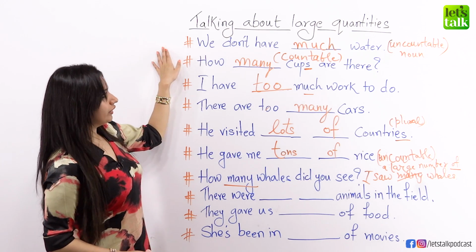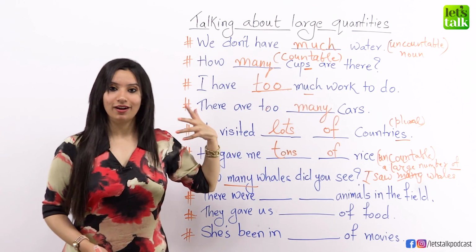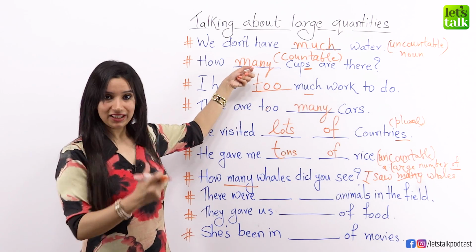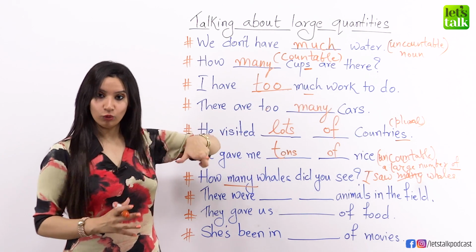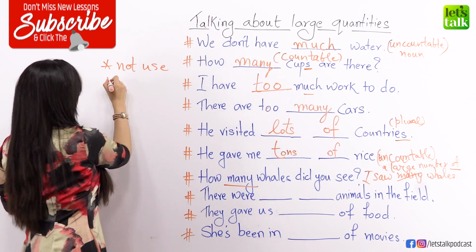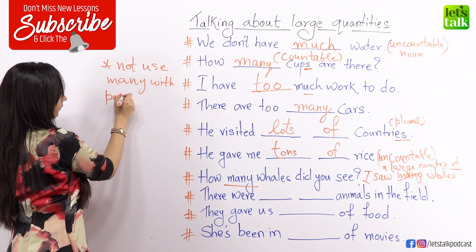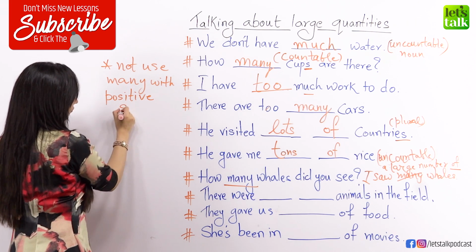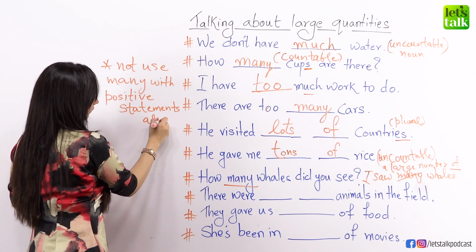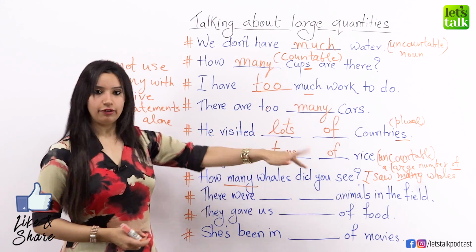And if you see here, we don't have much water, and how many cups are there? You can't say there are many cups. Would you say that? Or you'd say there are too many cups. So we generally do not use many with positive statements alone. As I've given you this example, there are too many cars instead of saying that there are many cars.